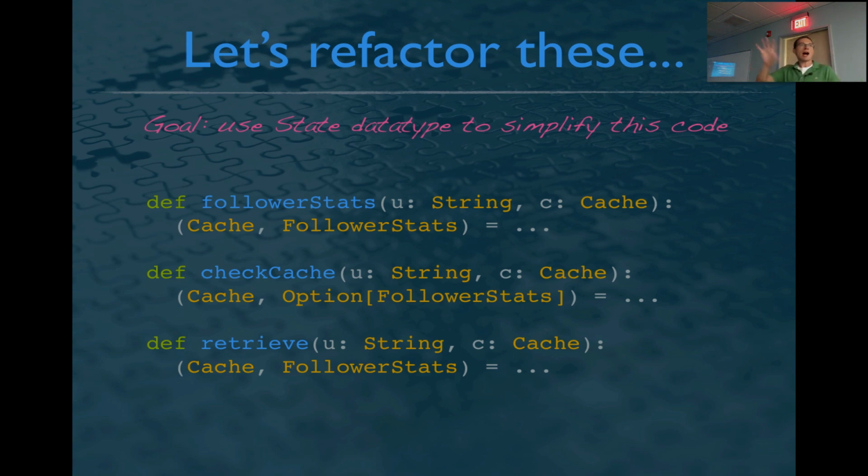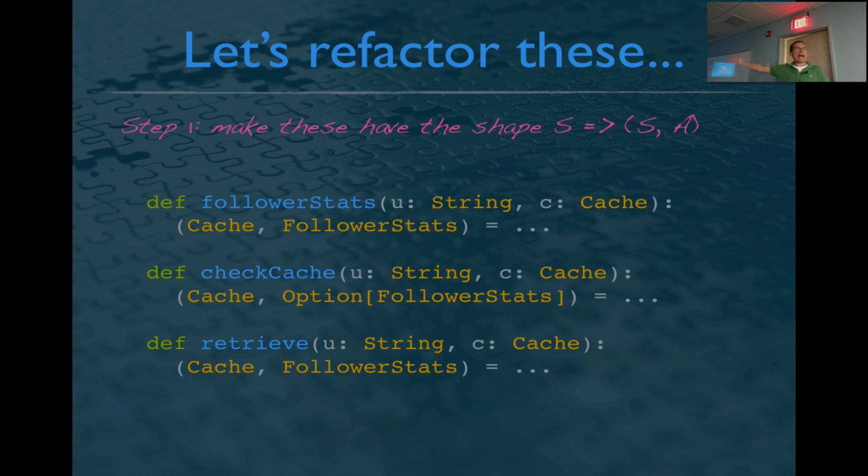Now, why is that particular encoding? Why are we wrapping it? Why do we implement map and flatMap? That is not particularly obvious yet. So we're going to walk through our code, refactor it, and try to use State and see what happens. Okay, so this is what we had, right? We had these three functions. We passed the cache in, we got the cache out. So we're going to try to refactor this to use that State data type.